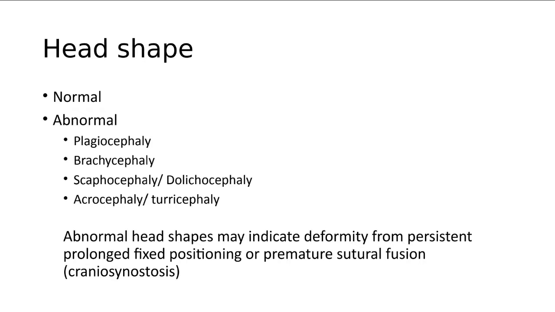In terms of head shape, the head shape may be normal or abnormal, and we will go through some of these abnormal head shapes. Abnormal head shapes may indicate that there's deformity, either from persistent, prolonged fixed positioning, so you're always lying on one side of the head, or premature sutural fusion, and the term given to that is craniosynostosis.